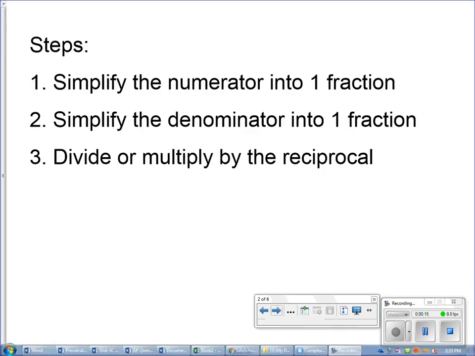So your first step is going to be to simplify the numerator into one fraction. Secondly, you'll simplify the denominator into one fraction. And then lastly, you're going to divide the numerator by the denominator, or a simpler way of doing that is multiplying by the reciprocal.